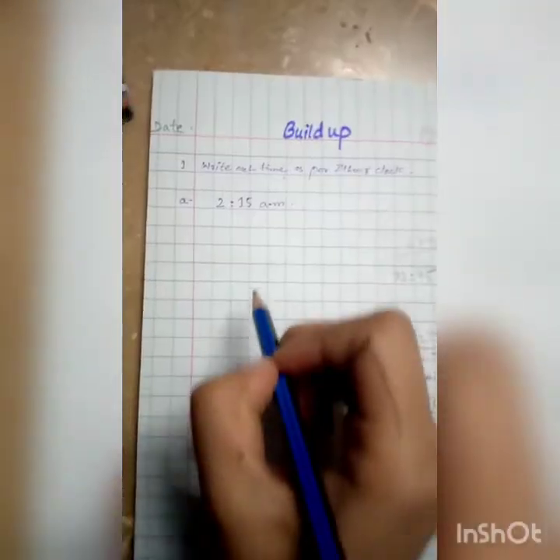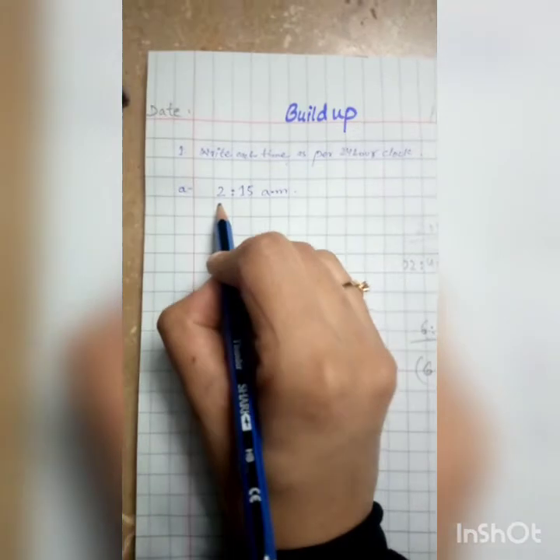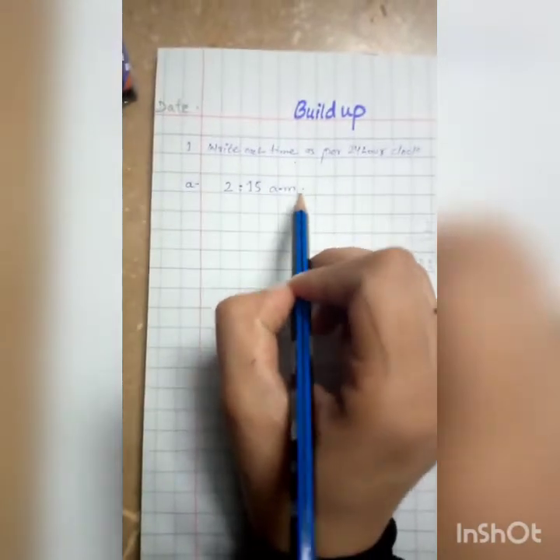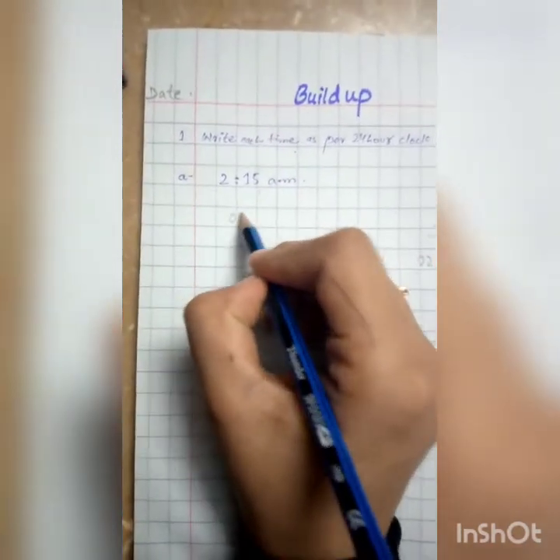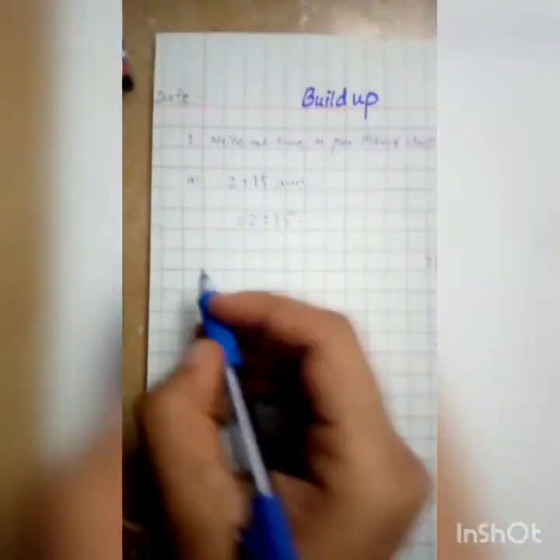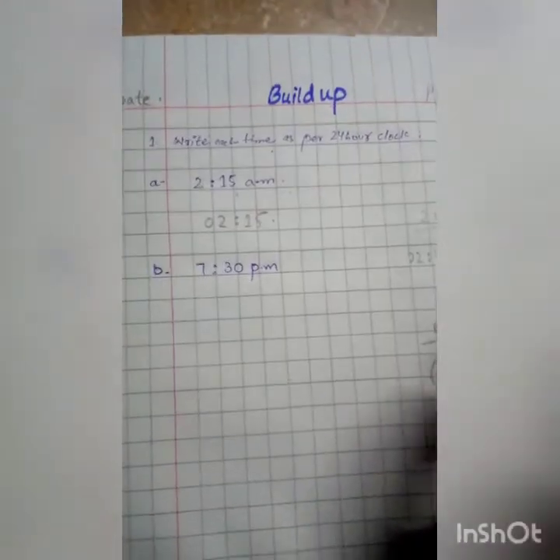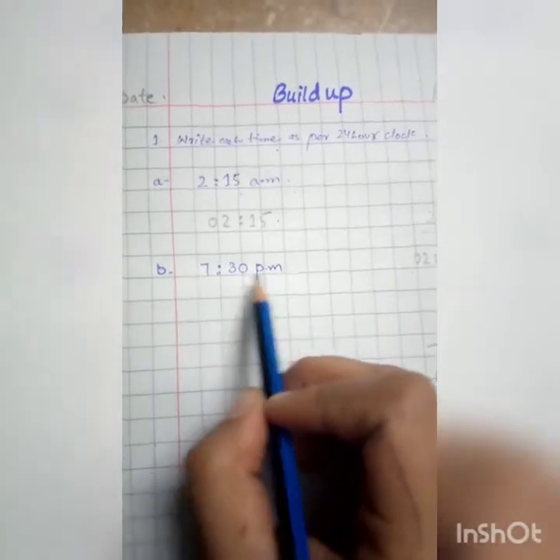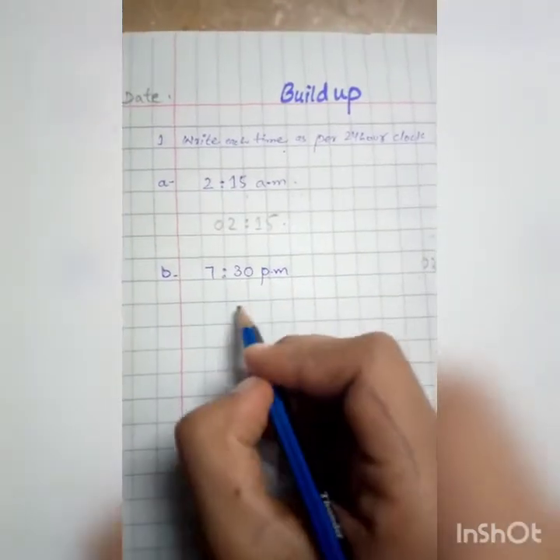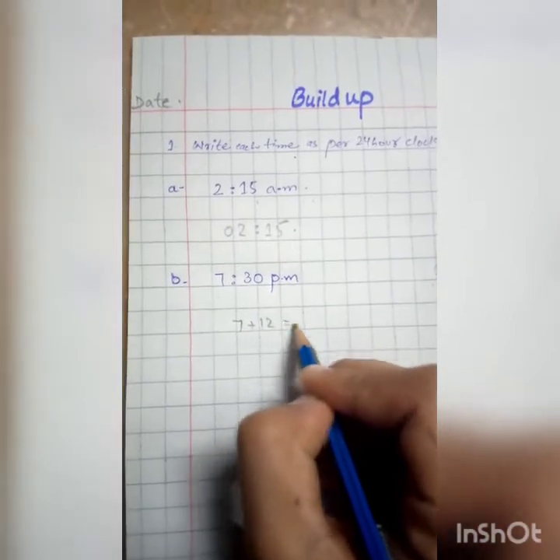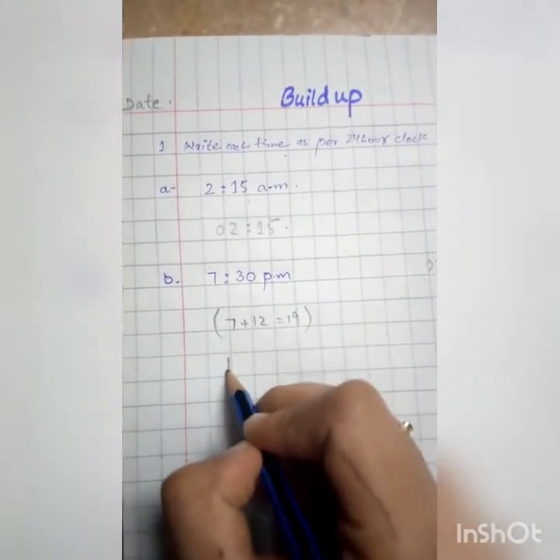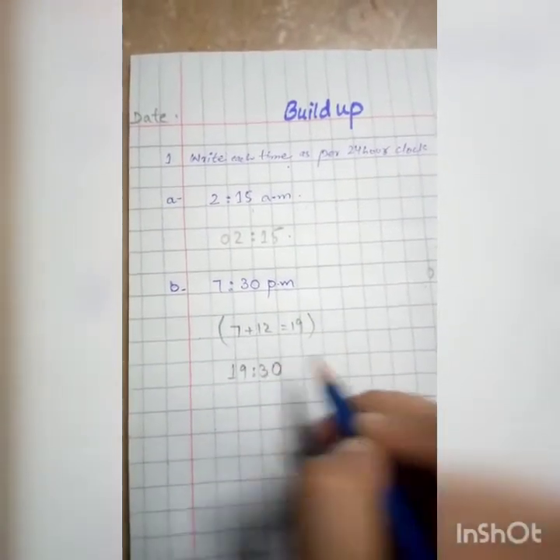Okay, now move towards part A. You can see in this part a.m. is written with the time. I told you when a.m. is written with the time, it remains the same. So we have to write 21:05. Now move towards part B. In part B, 7:30 p.m. When p.m. is written with the time, 12 will be added to the hours. So 7 plus 12 is equal to 19, and the answer is 19:30.